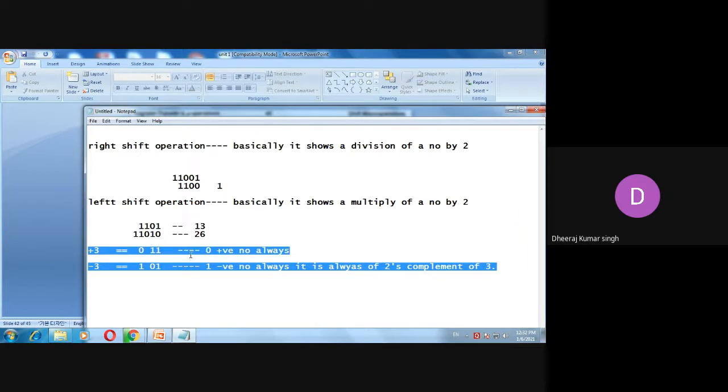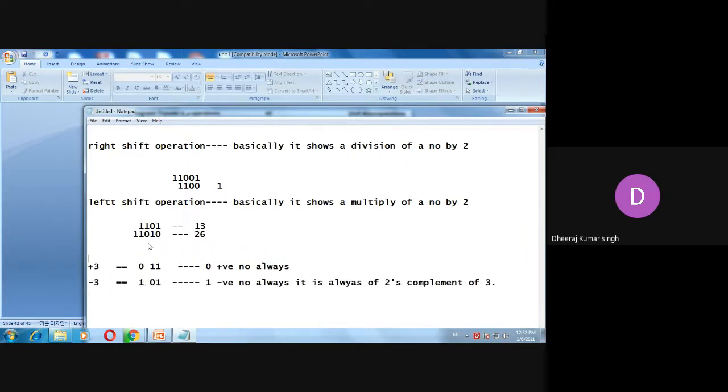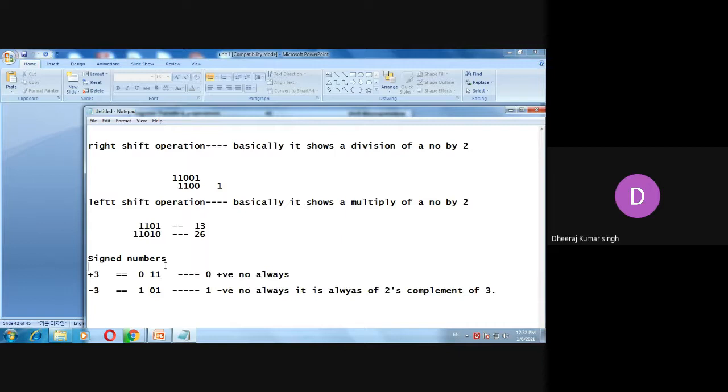And these numbers are known as signed numbers. So signed numbers are represented this way: if the number is positive, the actual value is stored as it is inside the system. Whenever it is a negative number, then the 2's complement of the value is stored inside the system. So we have to understand this.